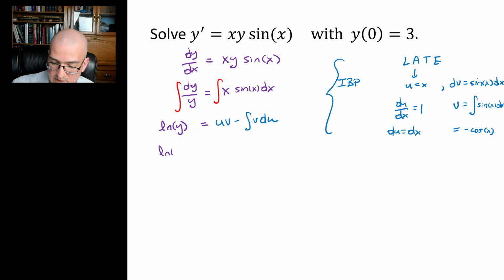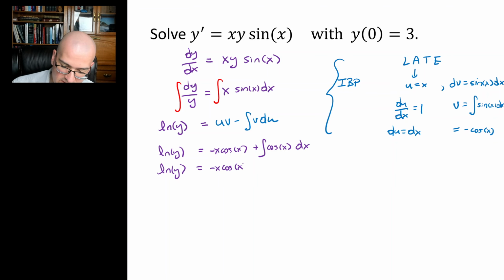So we have ln y is equal to u times v, x times negative cosine of x, minus the integral of v, so negative cosine of x, times du, which is dx. So we have ln y is equal to negative x cosine of x. And what's the antiderivative of cos? Positive sine. And we'll tack on our plus c at this point.